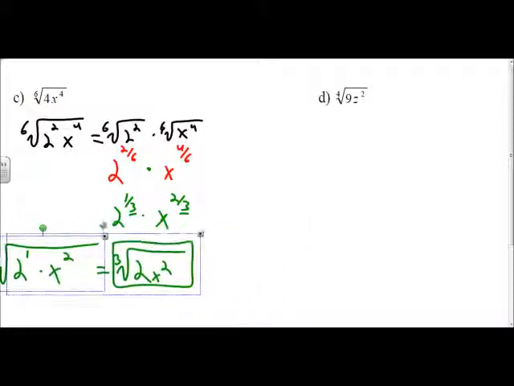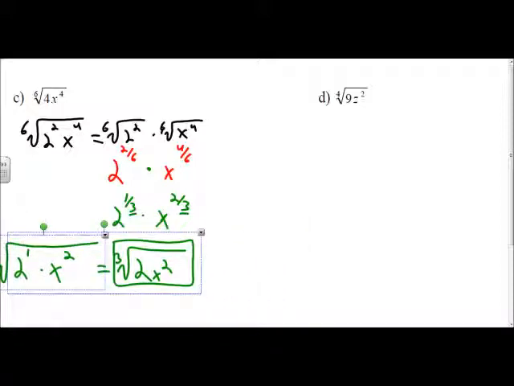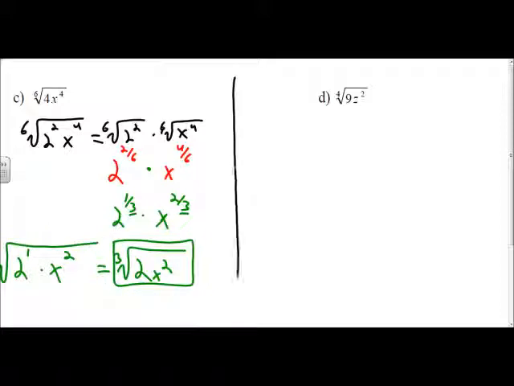Move a couple of these over. Looking at D here, again we have the 4th root of 9z squared. Well, 9 we can rewrite as 3 squared, so we have the 4th root of 3 squared z squared.